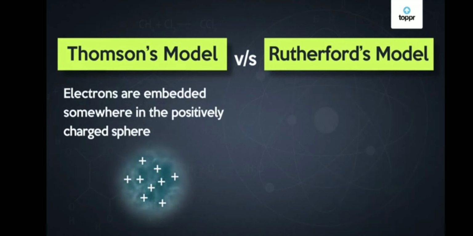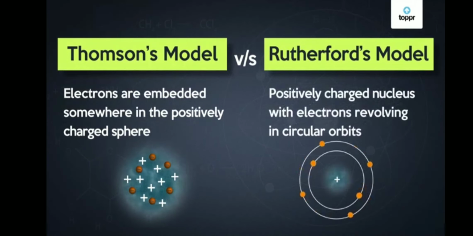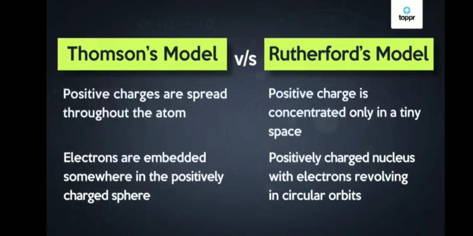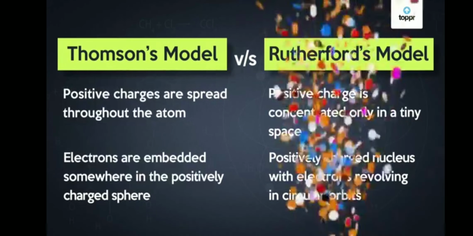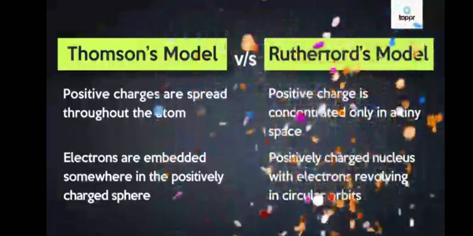Moreover, Thomson said that electrons are embedded somewhere in the positively charged sphere, but he was not sure of any specific region in the atom. On the other hand, Rutherford predicted that an atom consists of a positively charged nucleus with electrons revolving around it in circular orbits. This surely gave a more concrete idea about what an atom looks like. So clearly, Rutherford's atomic model is the winner here.